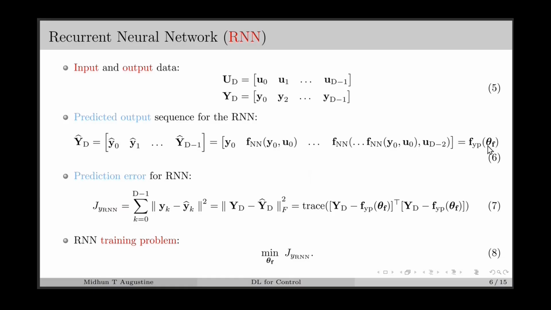The prediction error for RNN can be defined as in equation 7, where the prediction error contains the error between the actual output and the predicted output, which is summed across all the samples. And this is also equal to the Frobenius norm of the difference between the actual output matrix Y_D and the predicted output matrix Ŷ_D. Then in the RNN training, our objective is to find the optimal value of the parameter vector theta_f, which minimizes the loss function.